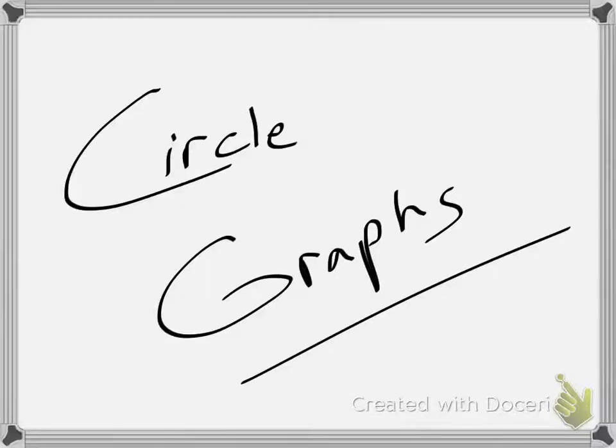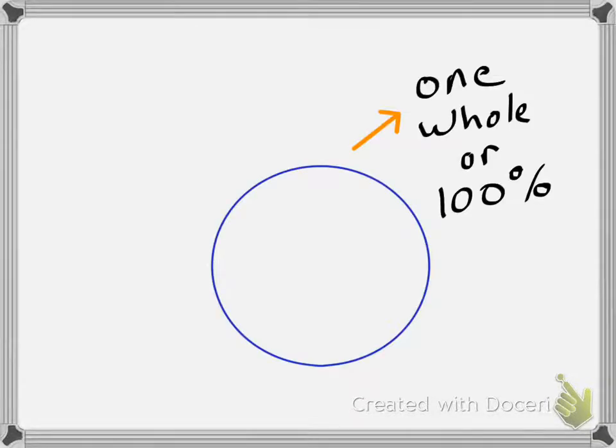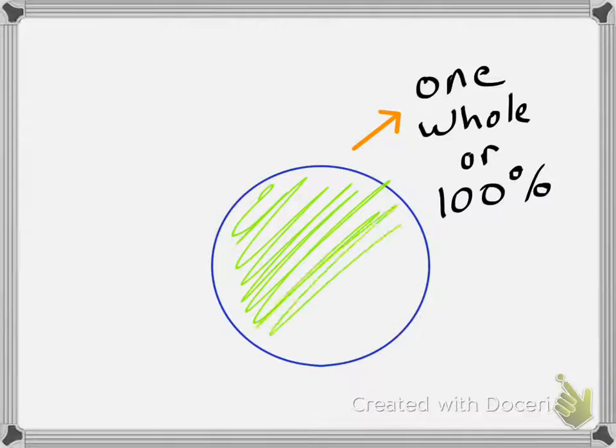Alright, circle graphs are like pie graphs. In fact, they're the same thing. So we could actually put pie graphs here too. So basically you have a circle that represents a whole. So let me get a circle going here. So this circle graph represents one whole, or 100%. So if this whole thing was filled in, it would represent 100%. Or, like I said, one whole.